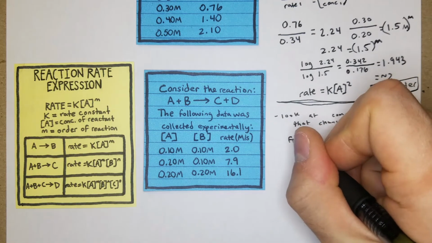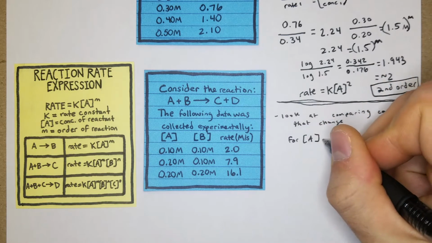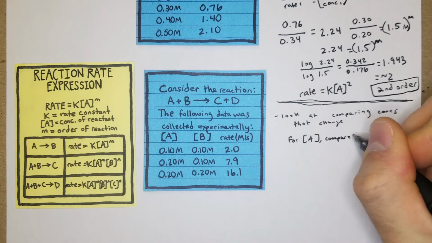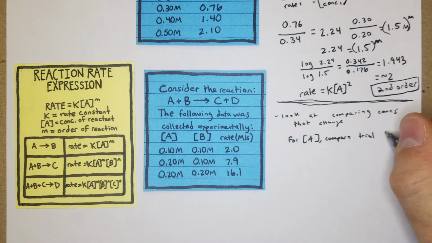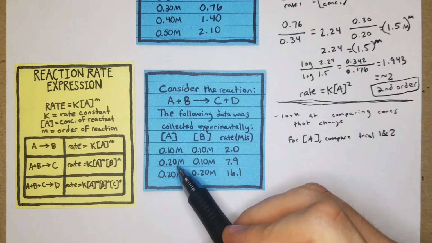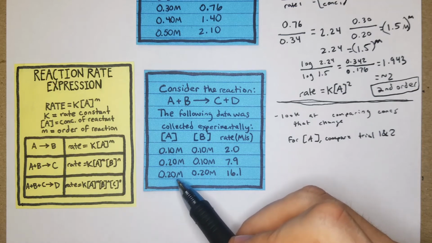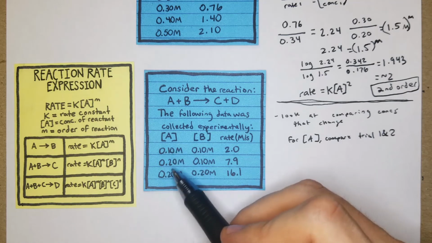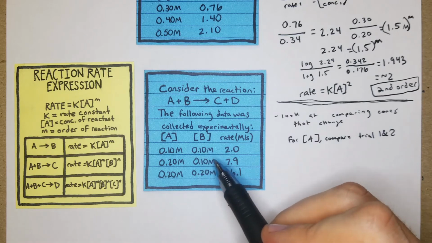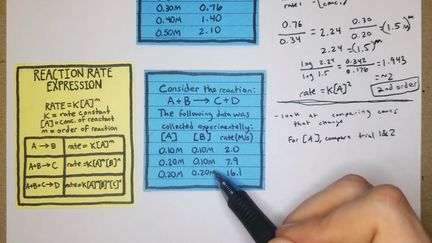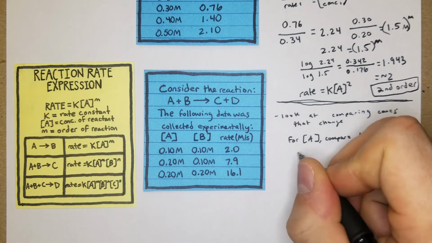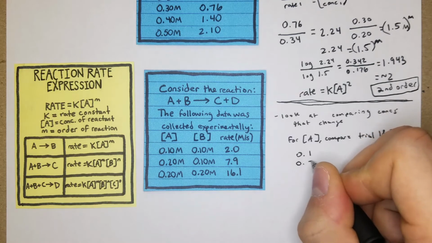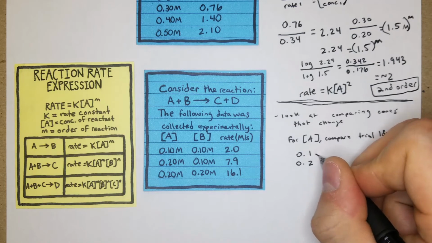For A, we're going to compare trials 1 and 2, because for A it goes from 10 to 20. From 2 to 3 it's 20 to 20, it's no change, and then it's the same change from 1 to 3. But we're kind of planning ahead there, because it looks like you can't do 1 and 2 for B, but that's something that you gain with practice. 0.1, 0.2, so we just have those two, and we'll compare the difference.